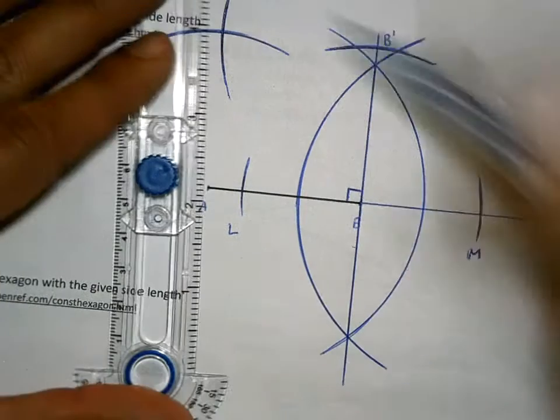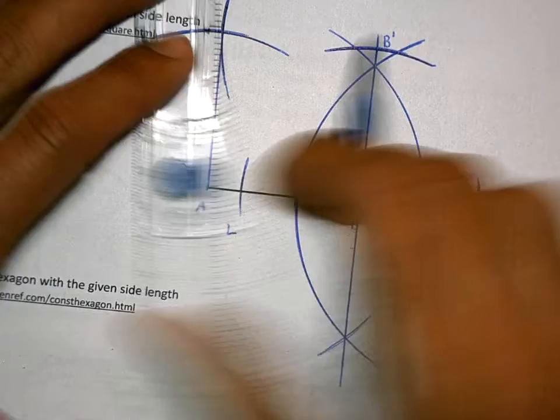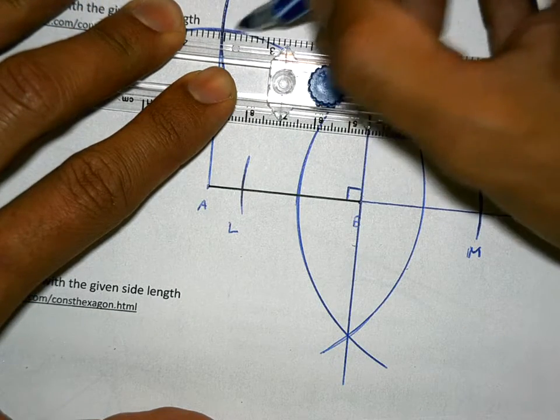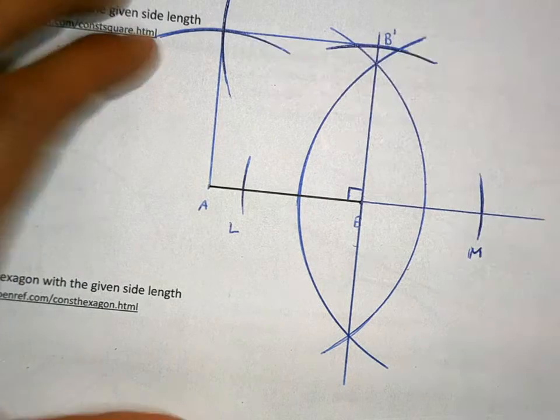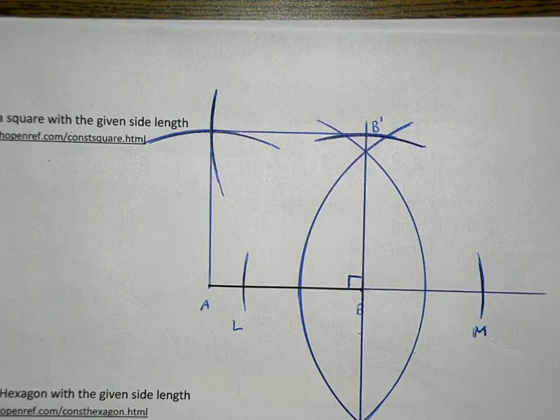Connect the dots. To A. From there to there. And what you have is a perfect square.